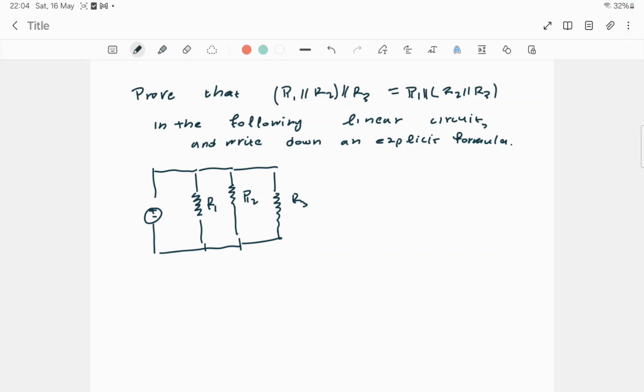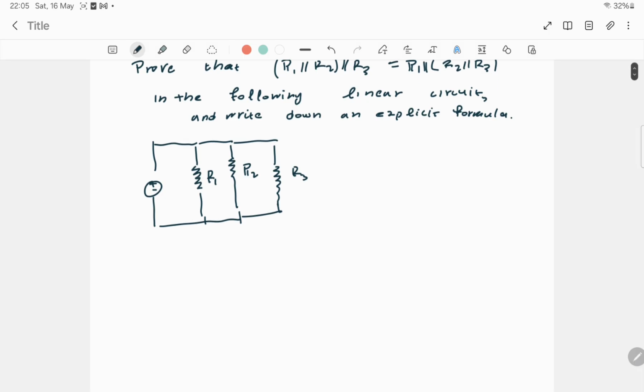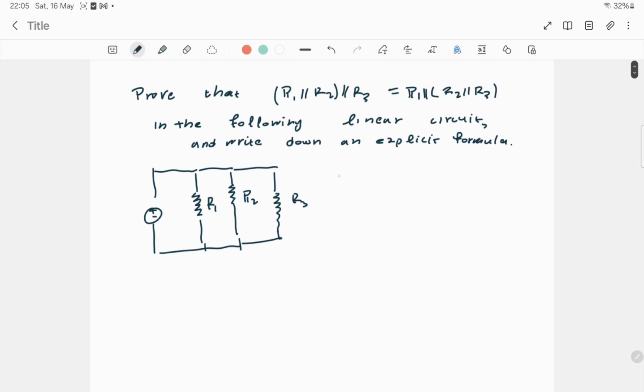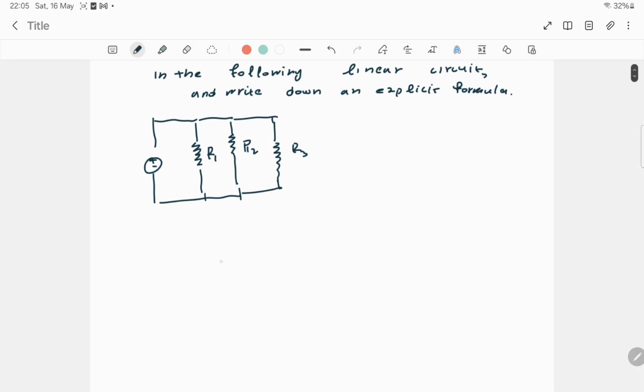There is this linear circuit, and we want to prove that R1 parallel R2 and then parallel R3 equals R1 parallel R2 parallel R3. We want to prove this relationship, and we want to write an explicit formula for the total resistance in the circuit. So we start to write down the proof.